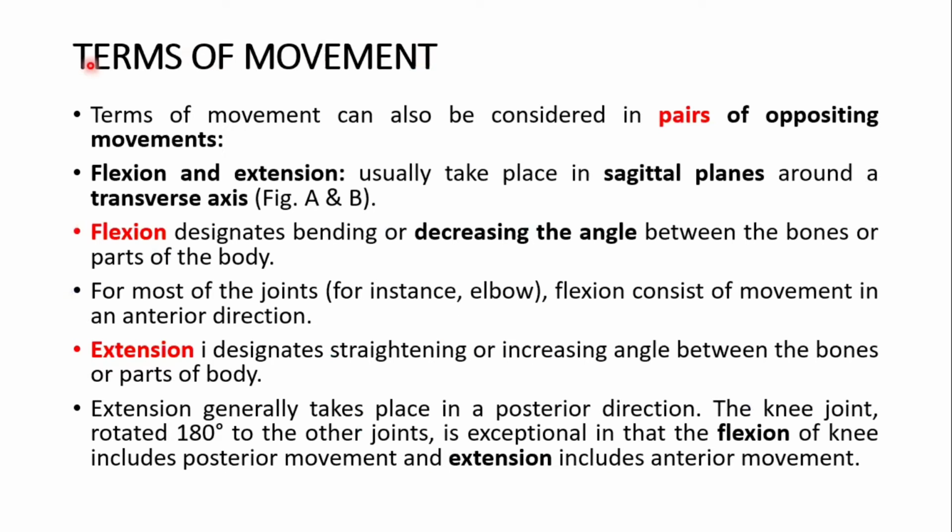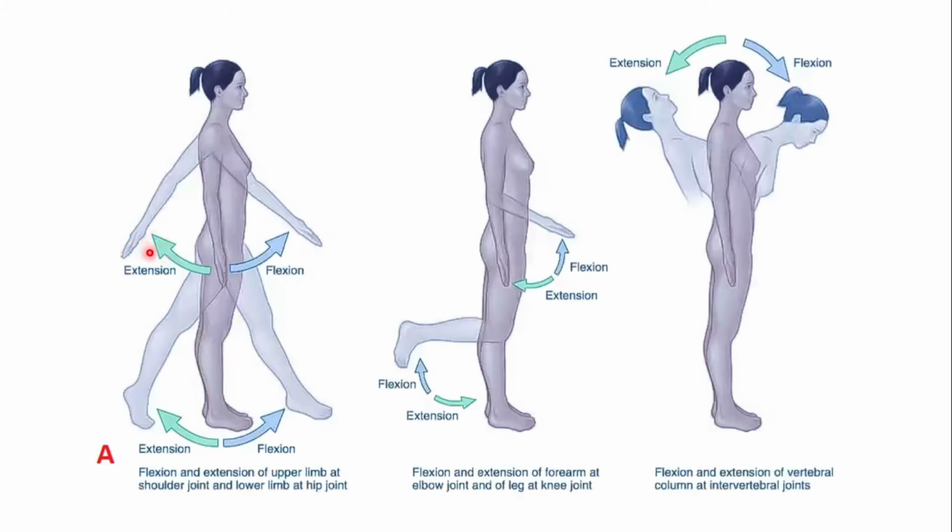So, terms of movement, I will discuss every movement with a very clear picture. Terms of movement can also be considered in pairs of opposing movements. For example, flexion and extension is the first opposing pair. They usually take place in sagittal planes around the transverse axis. You could see this is flexion and extension taking place at the glenohumeral joint of the upper limb. This is flexion and this is extension, right? And this is flexion and extension of the lower limb, taking place at the hip joint.